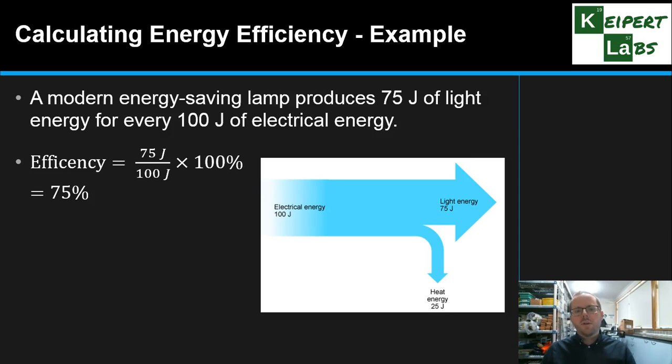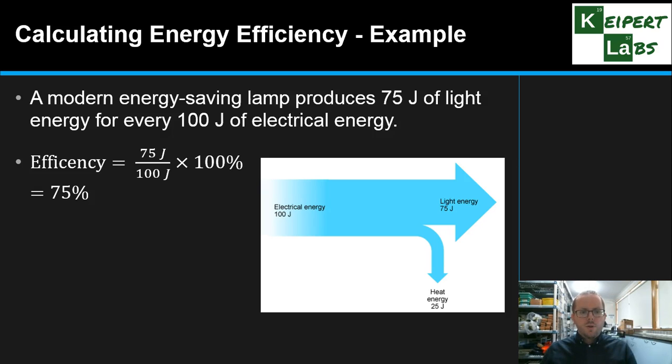That means that if I put in 200 joules, or 2,000 joules, or 150,000 joules, I can work out how much energy is going to be given off in the form of light, regardless of how little or how much I'm actually putting in. I've got a figure that translates across.